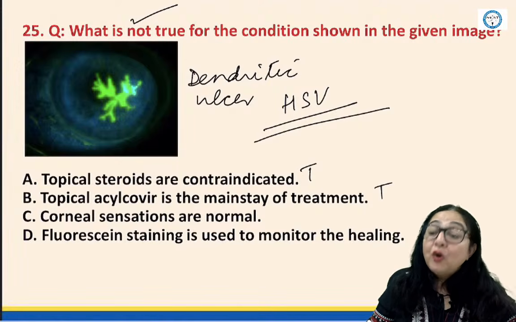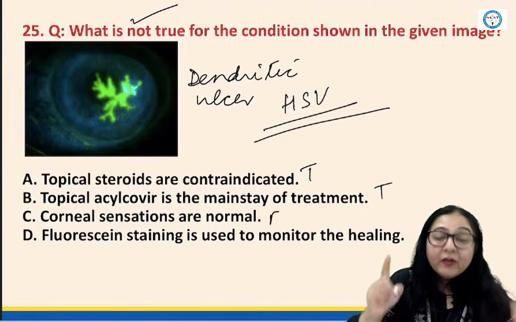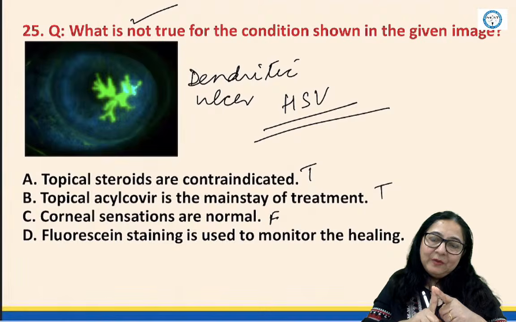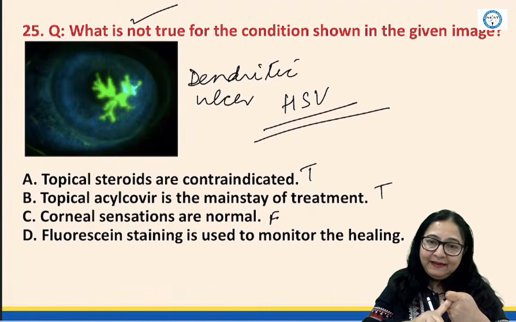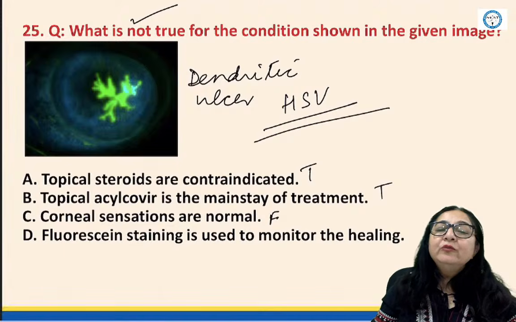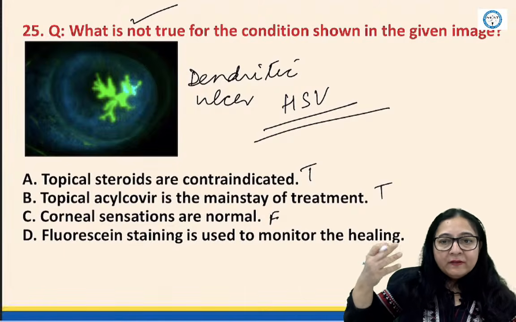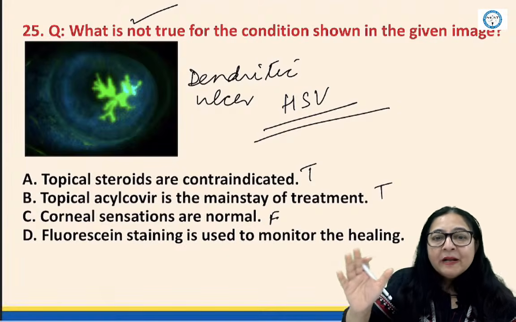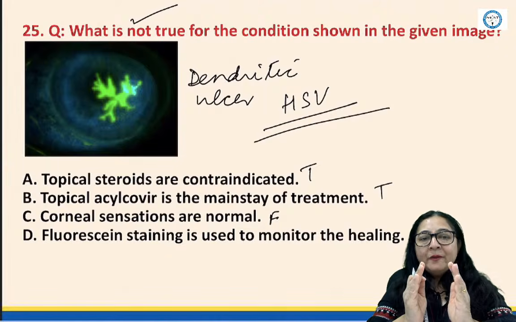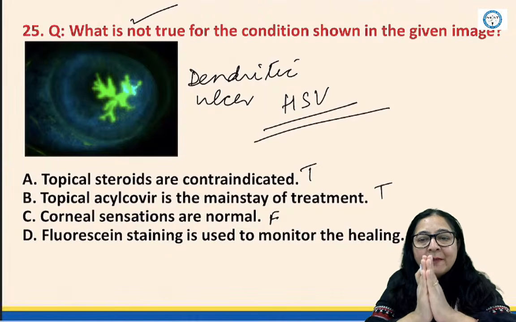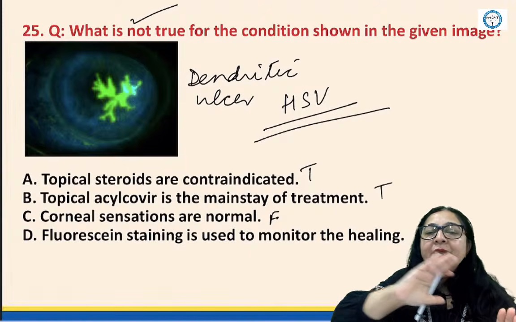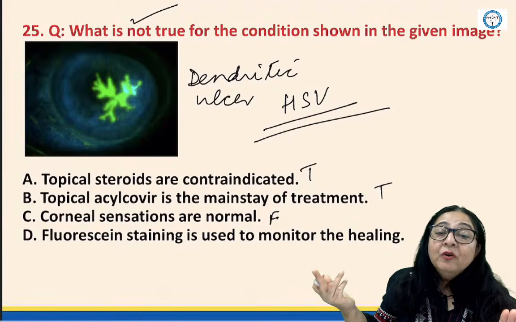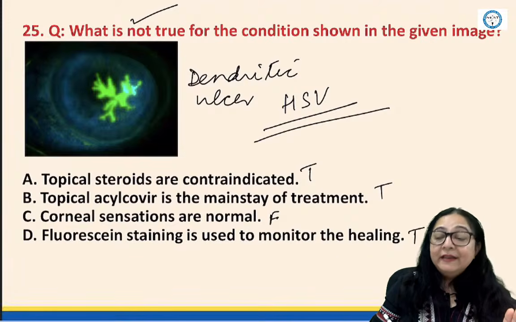Corneal sensations are normal. Now this is false because corneal sensations are decreased in viral keratitis. Okay, they are decreased in viral keratitis. Fluorescent staining is used to monitor the healing. Yes, because as you give the treatment, the infection heals, the epithelium becomes normal, so the size of the ulcer will become small, and gradually when the epithelium completely heals, there will be no staining on the corneal epithelium. So fluorescent staining will help us to monitor the healing. So that is again a true statement.